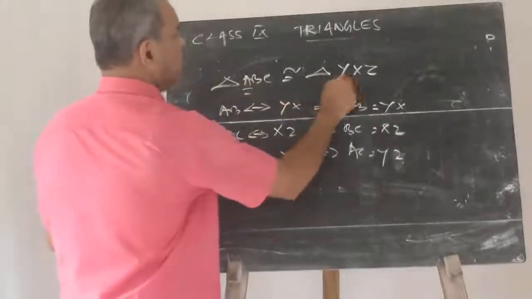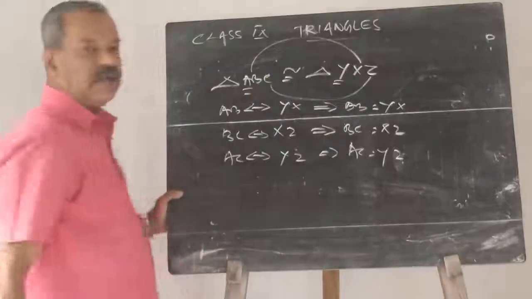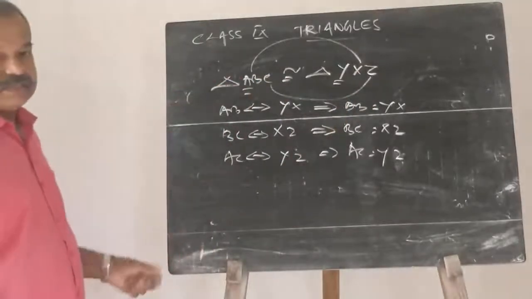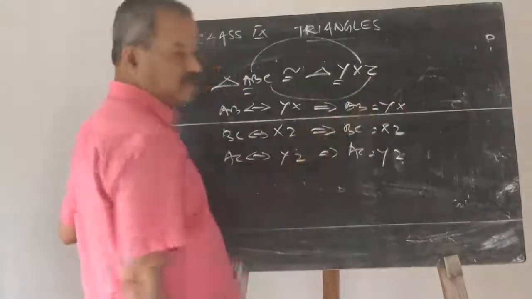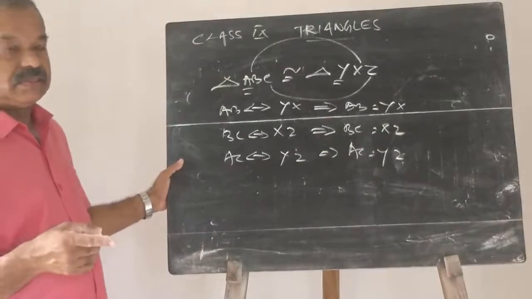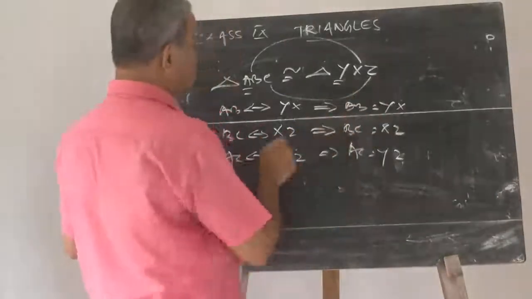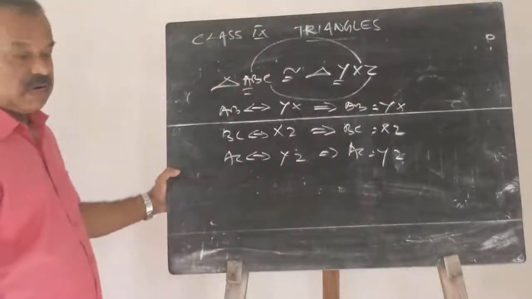Angle A equal to angle Y. Angle B equal to angle X. Angle C equal to angle Z. This is what is meant by this. Here AB equals YX, meaning corresponding parts of the congruent triangles. Corresponding parts are equal. So AB and YX are corresponding sides of the congruent triangles.